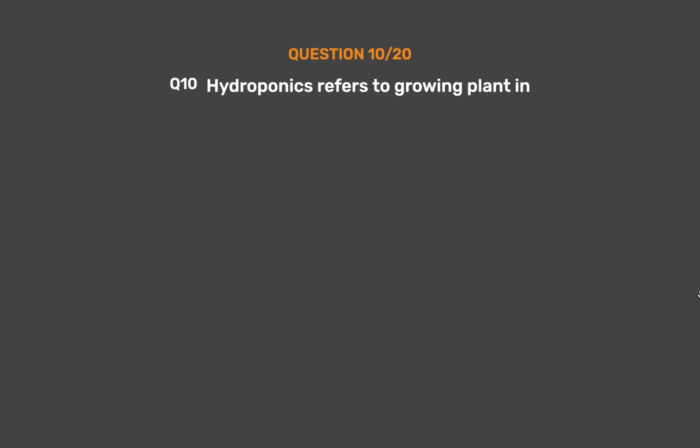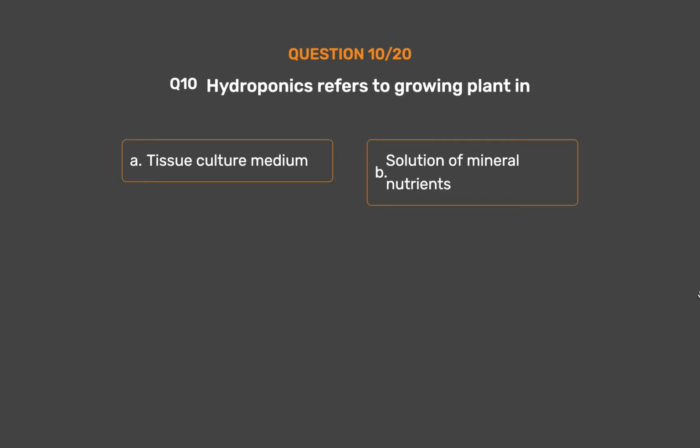Question number 10. Hydroponics refers to growing plant in option A. Tissue culture medium. Option B. Solution of mineral nutrients. Option C. Water. Option D. Soil culture.